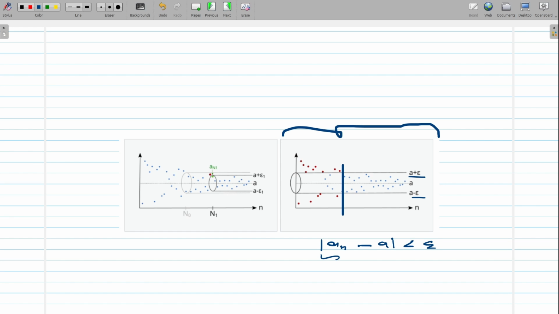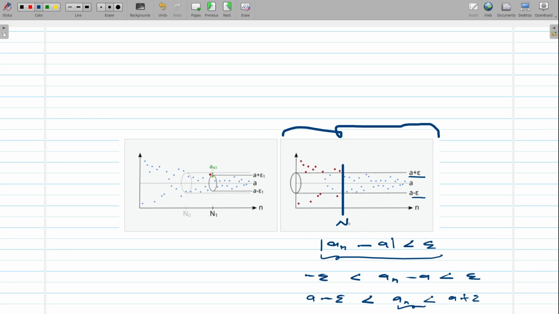Now, if you look at this expression here, let's first of all try to develop it. If you get rid of the absolute values, then you have minus epsilon less than a sub n minus a, and then less than epsilon. Now what we're going to do is add a throughout, and then we're going to have a minus epsilon less than a sub n less than a plus epsilon. So we can see that all the dots are going to be in the region a plus epsilon, a minus epsilon.